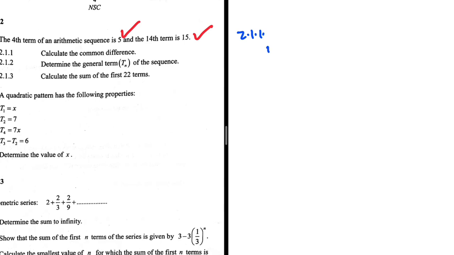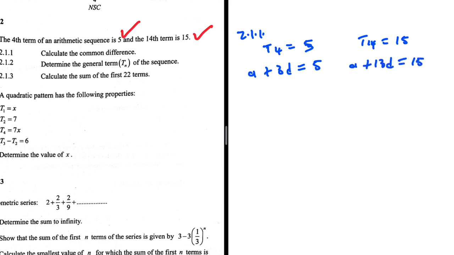It is said that T4 is equal to 5. But we know fully well that T4 is just a plus 3d. So a plus 3d is equal to 5. And then on the other hand, T14 is said to be equal to 15. So we have a plus 13d being equal to 15.